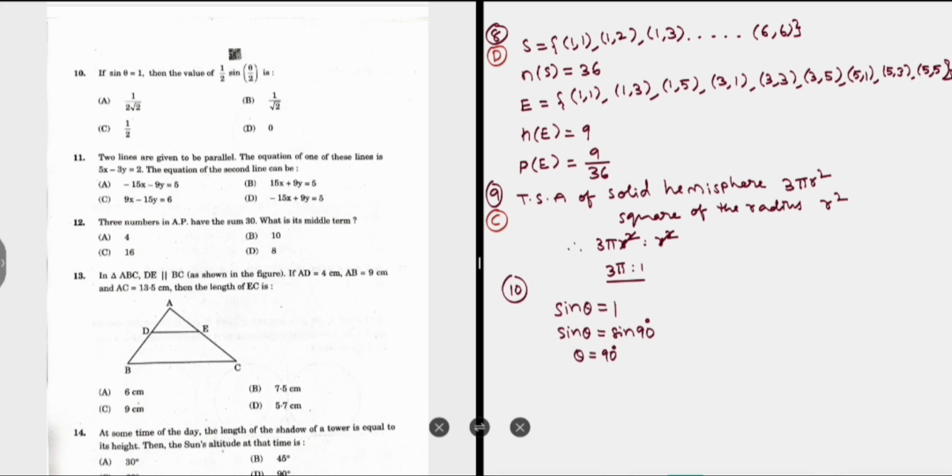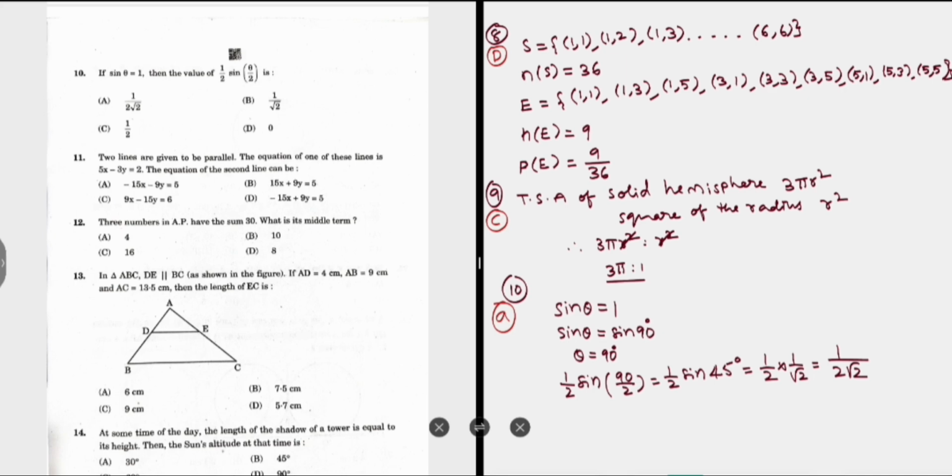If theta is equal to 90 degrees, substitute theta is equal to 90 degrees in the question. Half sine 90 by 2, because theta is 90, 90 by 2. That is half sine 45 degrees. Sine 45 degrees is 1 by root 2. So half of 1 by root 2 is 1 by 2 root 2. 1 by 2 root 2 is the correct option. 1 by 2 root 2 is option A. Question number 10 is done.